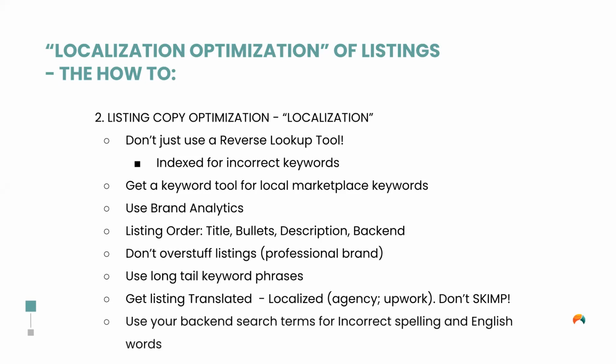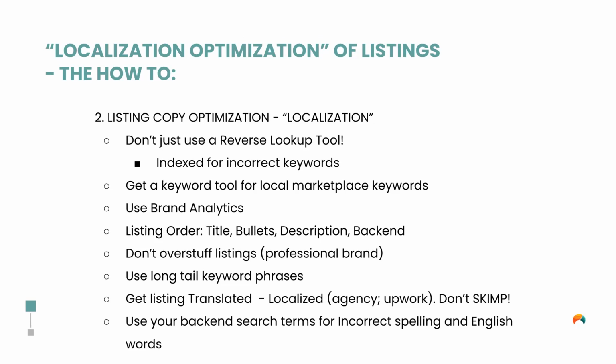And then use your backend search terms for incorrect spellings and for English. And I'll put English there. In the US, we use the backend search terms for Spanish words because there's a big Spanish group here in the US, and they look for things in Spanish. So we always include that in the backend search terms.